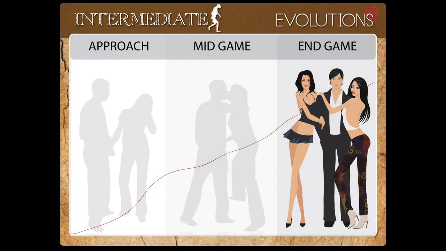Moving on into the end game, a lot of the intermediate stage problems that they have is getting out of that friend-to-friend, buddy-buddy frame into the more man-to-woman, I'm awesome and I'm going to take you home with me tonight. So as we move into the end game for the intermediate, we're going to take care of that.